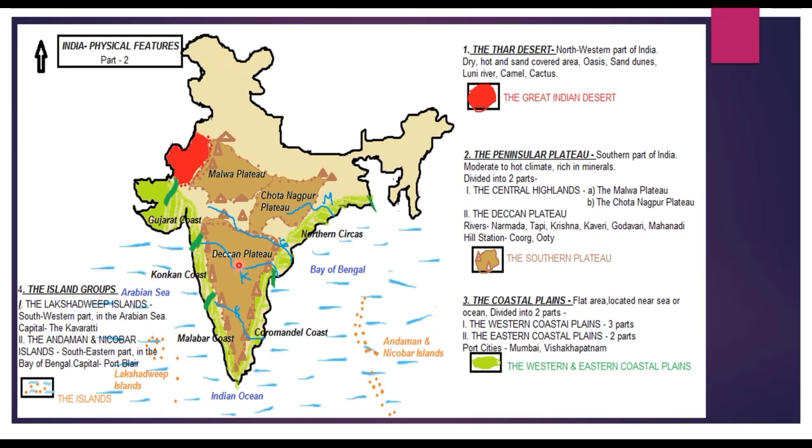Next, the Deccan Plateau. The Deccan Plateau extends from the Satpura range in the north to Kanyakumari in the south. On the western part of this Deccan Plateau lie the Sahyadri, Nilgiri, Anaimalai and Cardamom hills. These hills form the Western Ghats. Anaimudi, which is located in Kerala, is the highest peak of the Western Ghats.